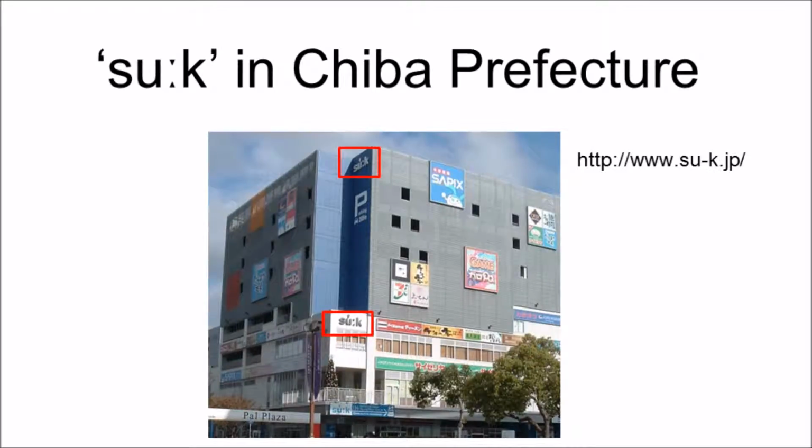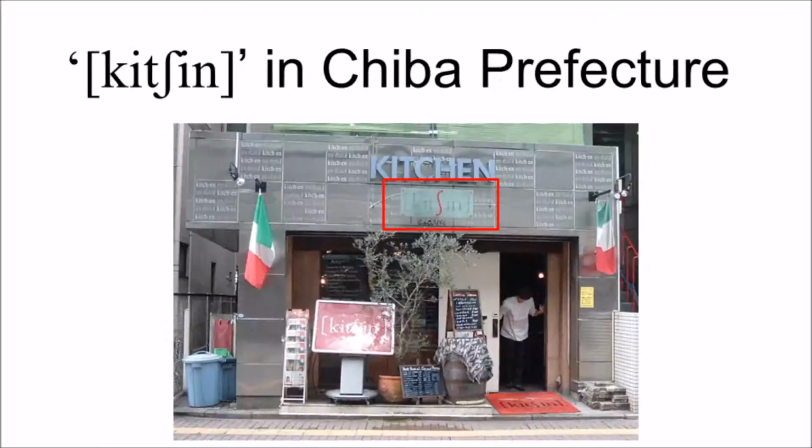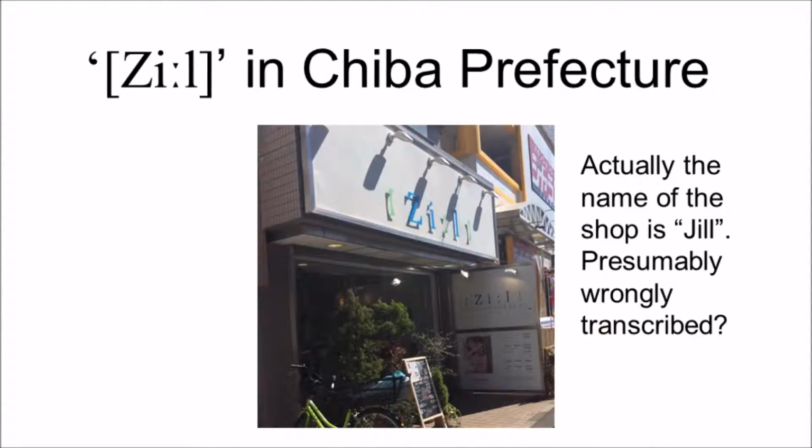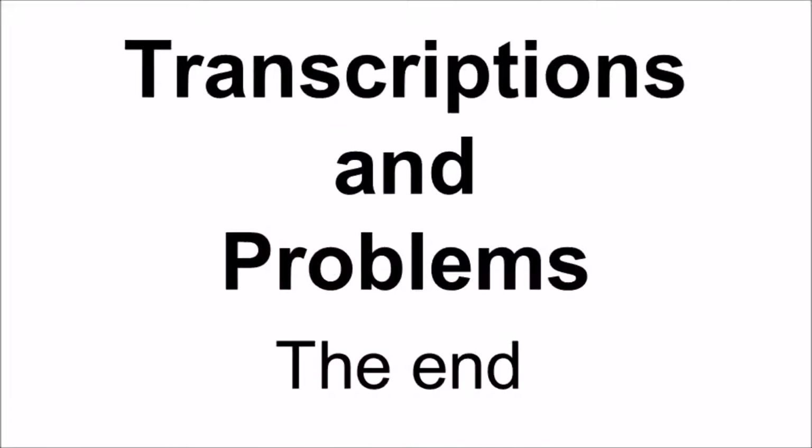This is a shopping complex called Souk, just outside the train station. This is an Italian restaurant, a kitchen in Ichikawa City. This is a beauty shop called Jill, but it's transcribed or designed like zeal.